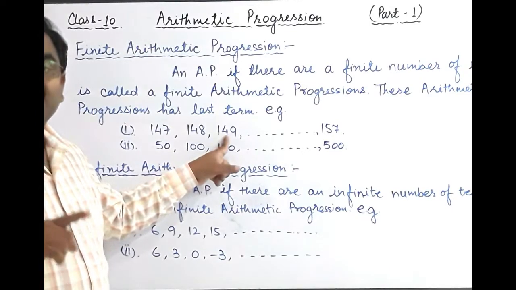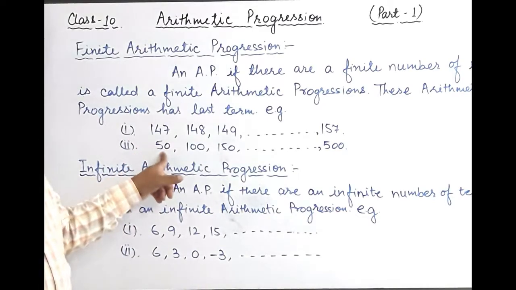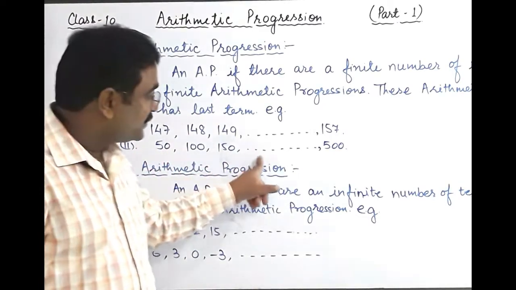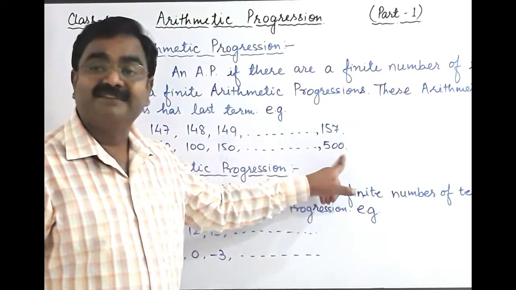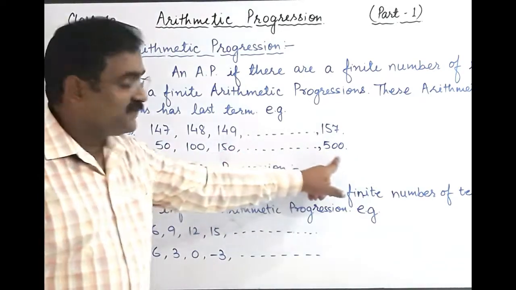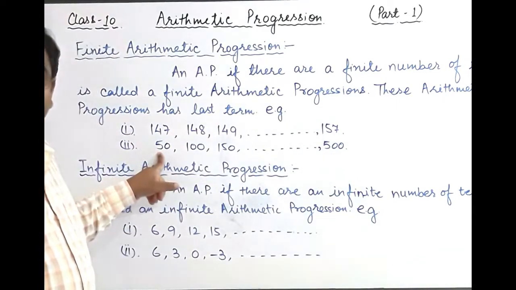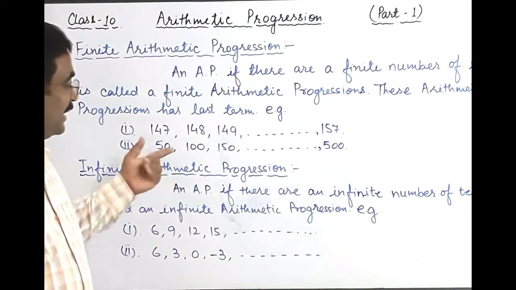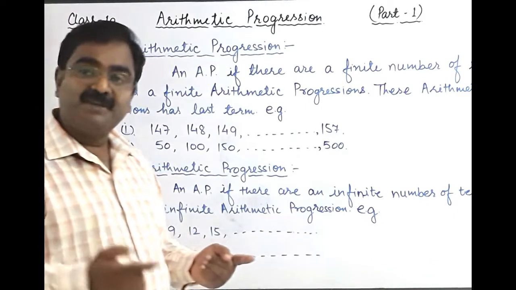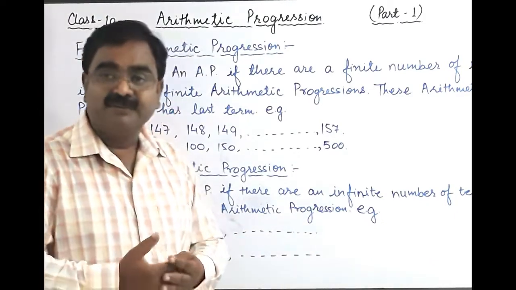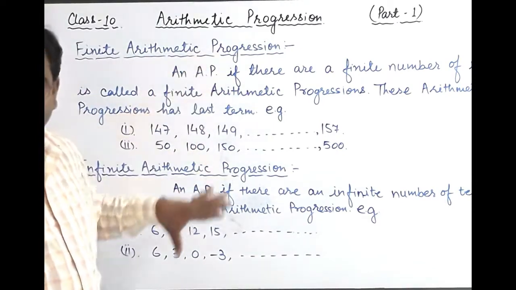its previous term, right? Second example is 50, 100, 150, etc. up to 500. So this is also a finite progression. Why? Because the last term is given in this. So its last term is 500, which is represented by small l. First term is 50, that is represented by a. And the common difference is 100 minus 50, which is 50, and 150 minus 100, which is also 50. That's why it is called the common difference. So I think you all have got the concept of finite arithmetic progression.